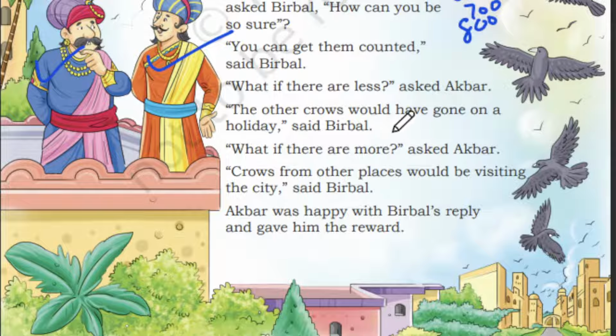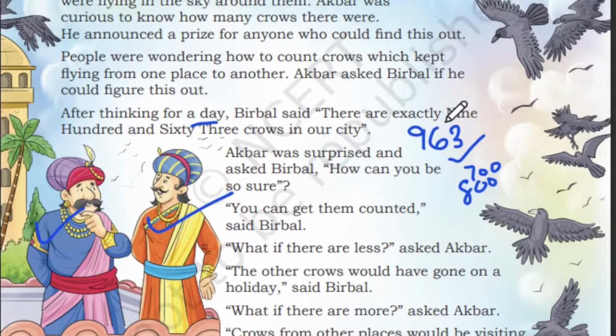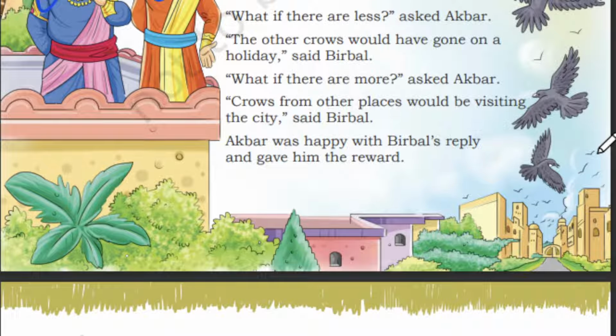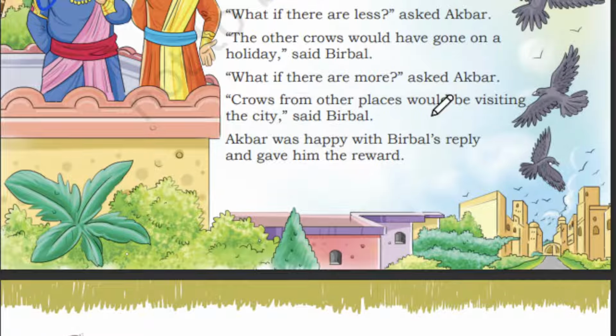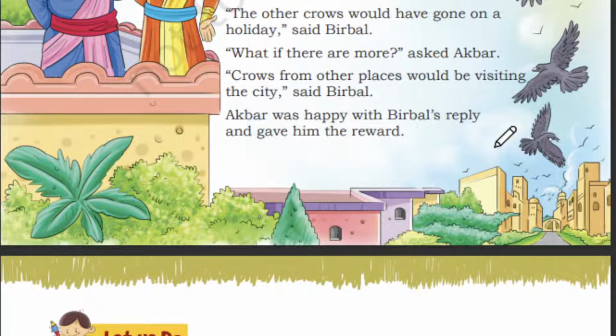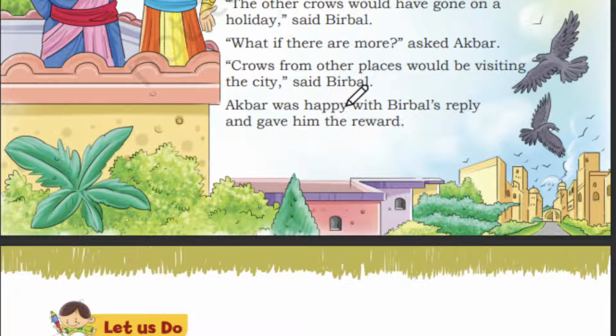So what if there are more? What if it is not 963 and it is like 1,200, more than 963? Birbal gave a very good answer for that also. Crows from another place would be visiting the city, said Birbal. So Birbal gave a very smart answer here, that crows from another city visited this city. So that's the reason the number increased. So Akbar turned very happy with Birbal's reply and gave him a reward.